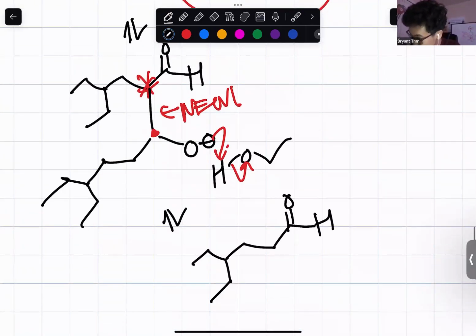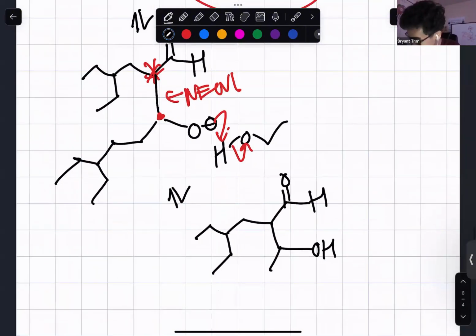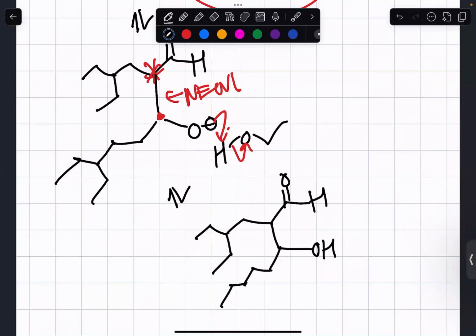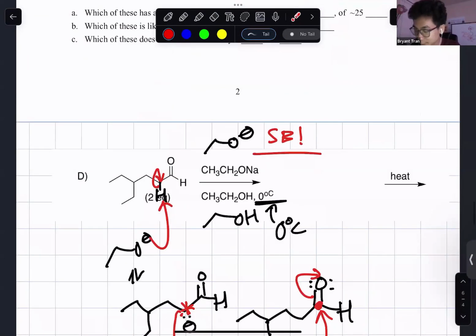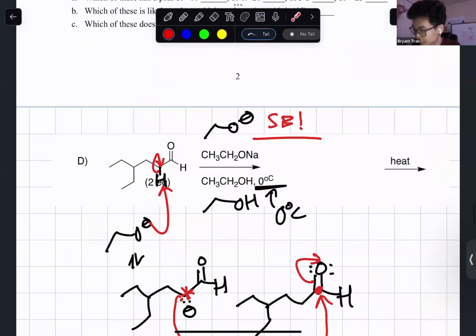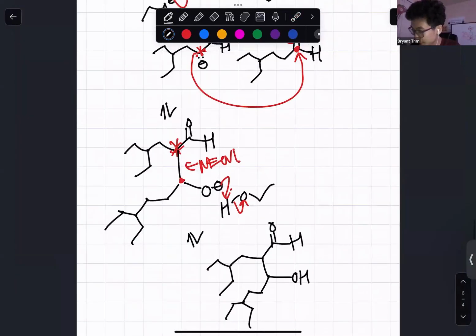Why do we stop here with 0 degrees Celsius? What is the name of this reaction here? When we have an aldehyde next to an alcohol. Aldol condensation. Yes, aldol condensation. So we stop here because we are at 0 degrees Celsius, right? So that is the answer for this first box right here.